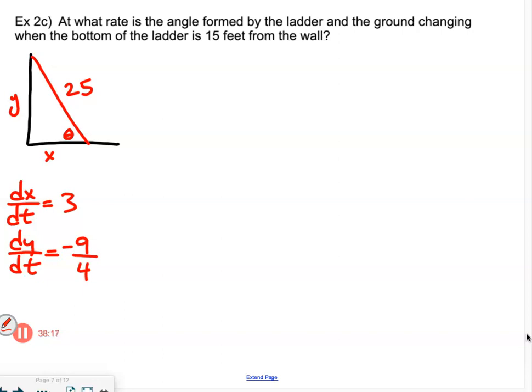We're looking for the angle. It's right there. The rate of change of the angle. How do I write that? We're looking for d theta dt. When the bottom is 15 feet from the wall. So when x equals 15, I'm going to write it up here, when x equals 15 and we know y equals 20.